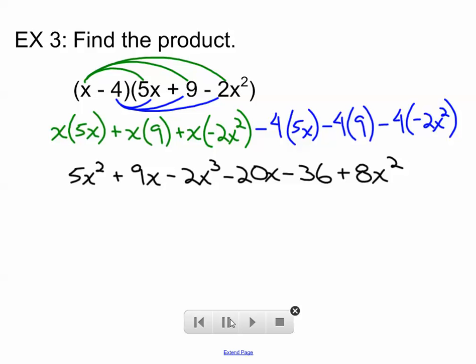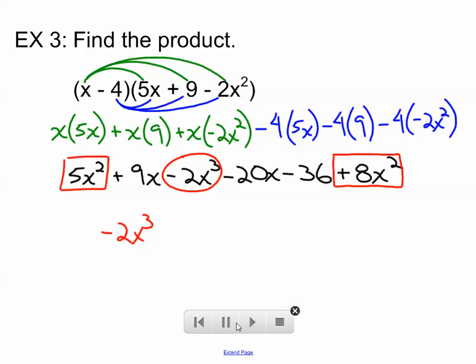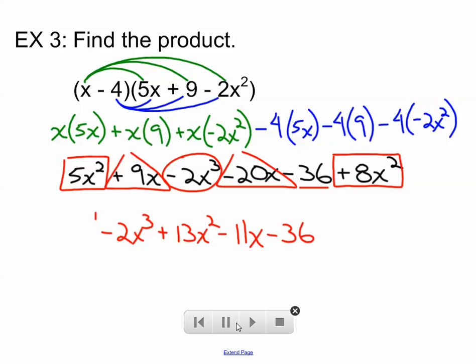As in yesterday's lesson, we need to combine like terms. Let's write the answers in standard form, so we'll start with the biggest exponent, that is negative 2x cubed. We have 5x squared and 8x squared, which combine to make 13x squared. 9x and negative 20x makes negative 11x, and negative 36 is all by itself. This cubic polynomial is the product of this binomial and this trinomial.